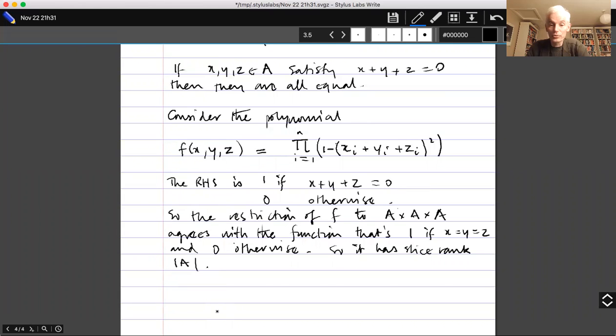And now what we're going to do is obtain an upper bound for the slice rank, which will then show that we get an upper bound for A. And we've already written a polynomial here, and we're going to obtain an upper bound by showing that this polynomial can be written in an efficient way as a sum of products of functions of one variable and functions of two variables.